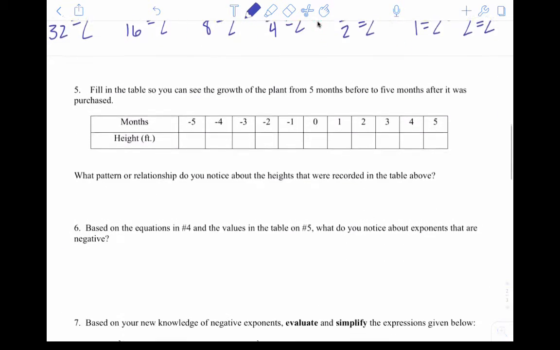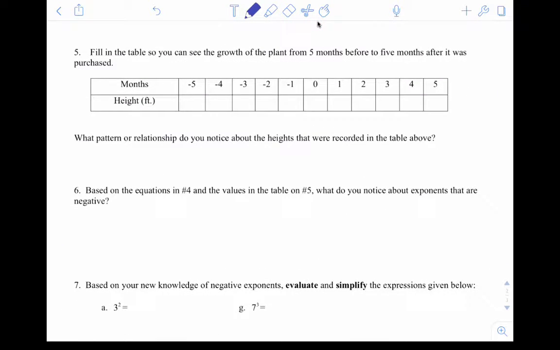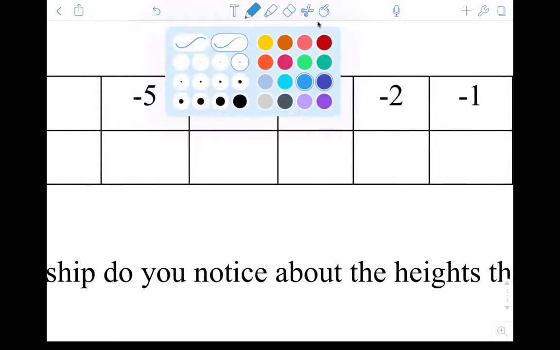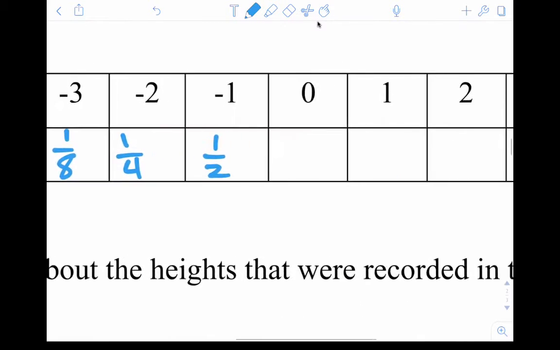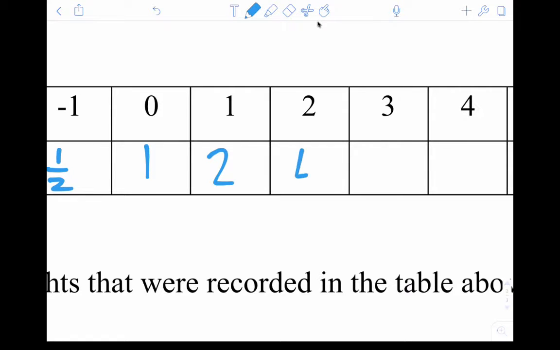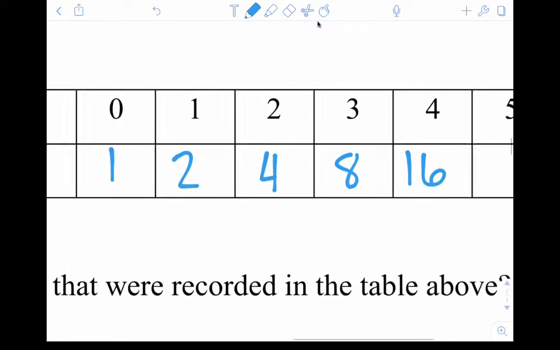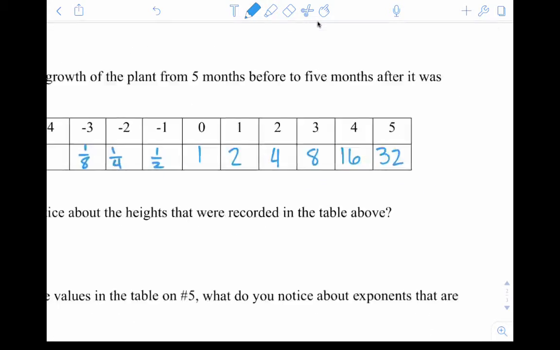Moving on to number 5, for the first part of this, all we're going to do is take all of the heights from number 1 and number 4 and put them into this table together. So I'm going to start filling this in. I know that my height at 5 months before I bought it was 1/32, and then 1/16, 1/8, 1/4, 1/2, 1, 2, 4, 8, 16, and 32.